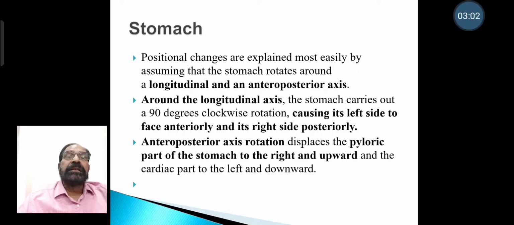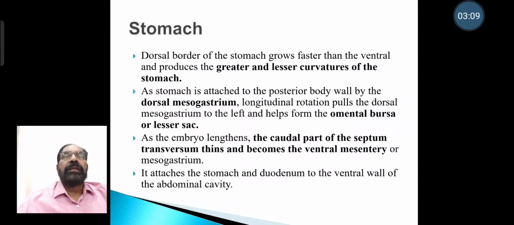rotation displaces the pyloric part of stomach to the right and upward and the cardiac part to the left and downward. Dorsal border of stomach grows faster than the ventral and produces the greater and lesser curvature of the stomach. Stomach is attached to the posterior body wall by dorsal mesogastrium. Longitudinal rotation pulls the dorsal mesogastrium to the left and helps form the omental bursa or the lesser sac.